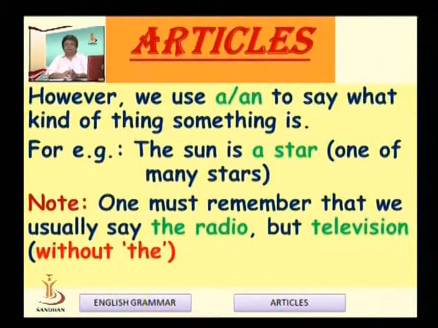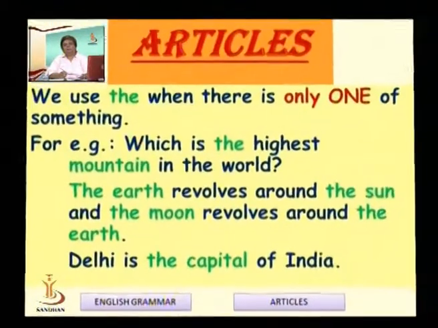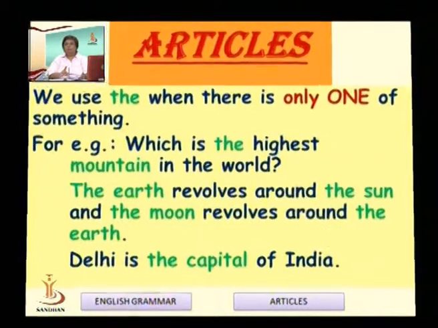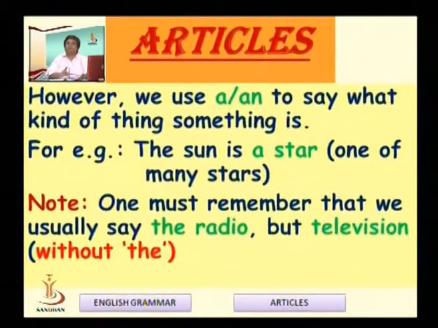Now there is a difference. I'll go back to the previous slide. The earth revolves around the sun. When we talk about sun, we have only one sun. But when we talk about sun as a star, then we are considering sun to be one amongst millions of others. Therefore, we will say the sun is a star.